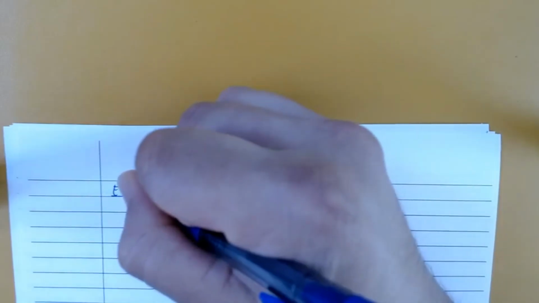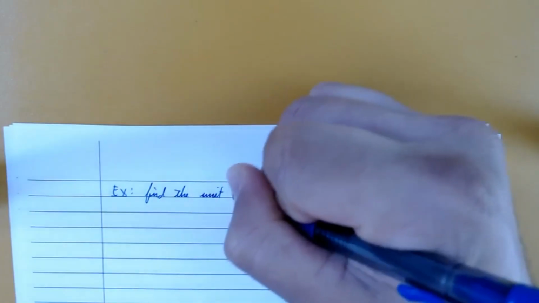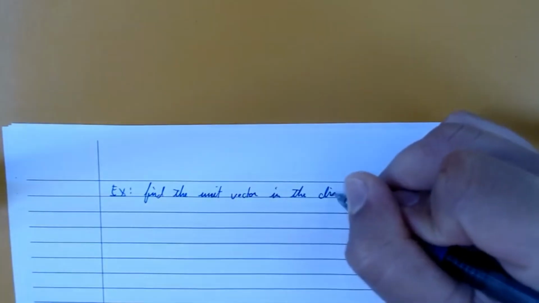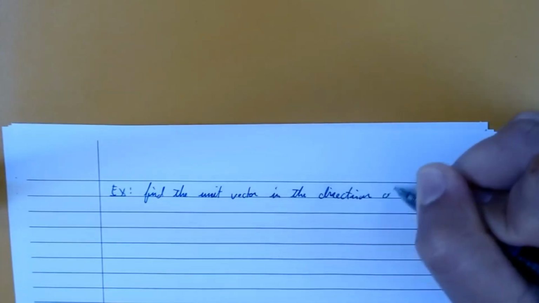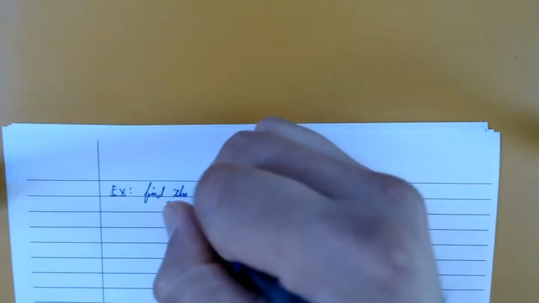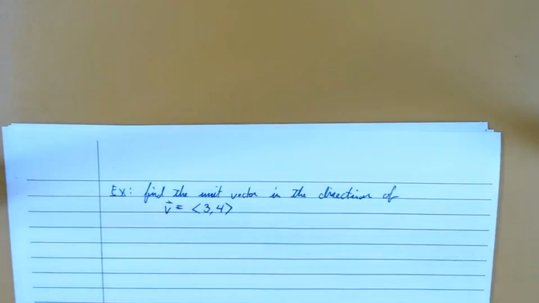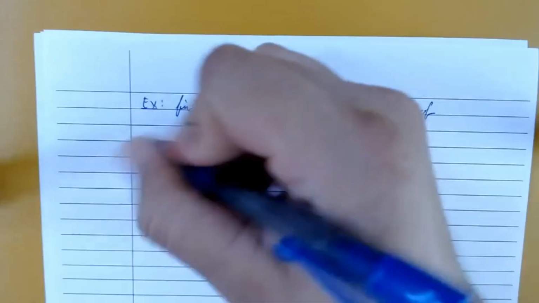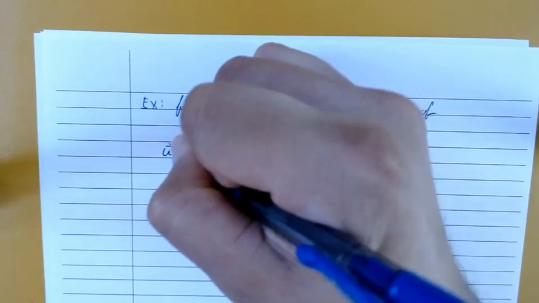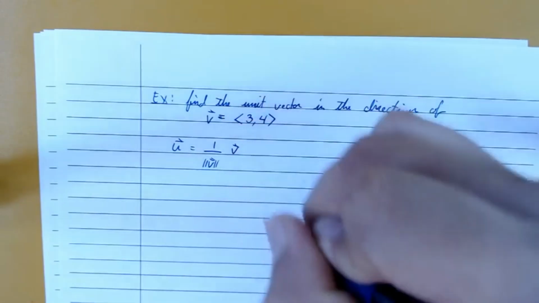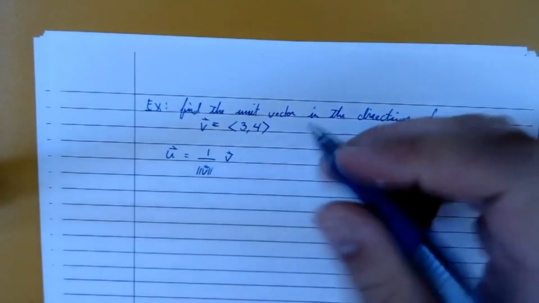So, as a single example, let's find the unit vector in the direction of v equals, in component form, 3, 4. All right, well, the unit vector in the direction of v is equal to 1 over the magnitude of v times the vector v. All right, so let's find the magnitude of v.